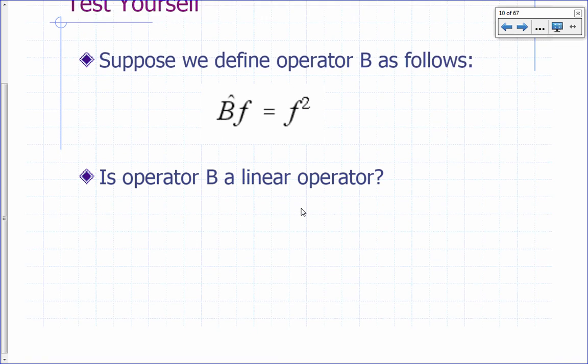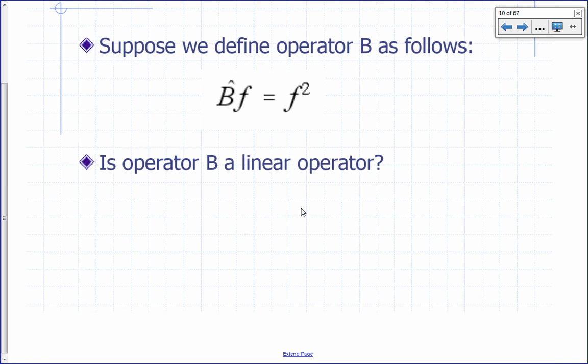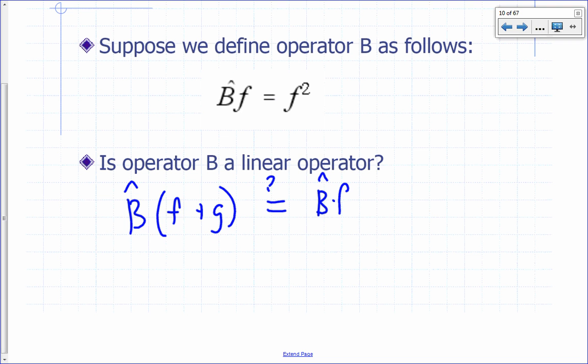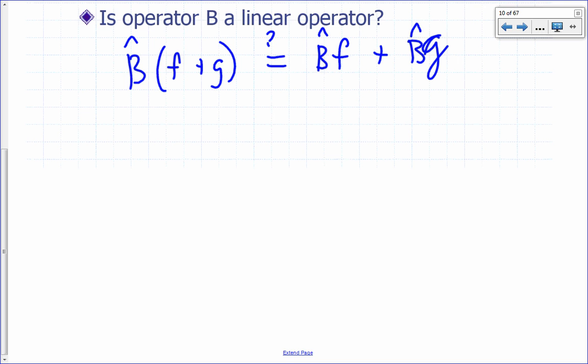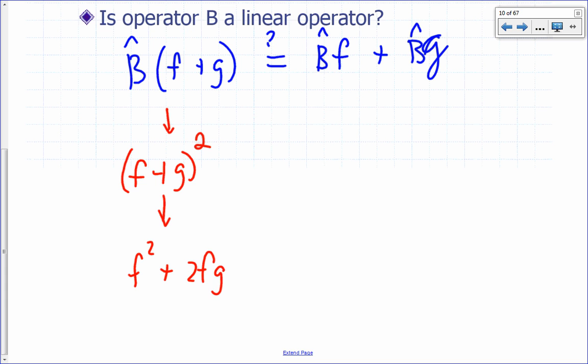All right. Let's say we define operator B, same as before, which takes the square of whatever function it operates on. Is that a linear operator? Let's see. B hat operating on function f plus g: is that equal to B hat f plus B hat g? No? Okay. What does B do to whatever it's operating on? It takes the square. So it takes the square of f plus g. But what's the square of f plus g? f squared plus 2fg plus g squared.